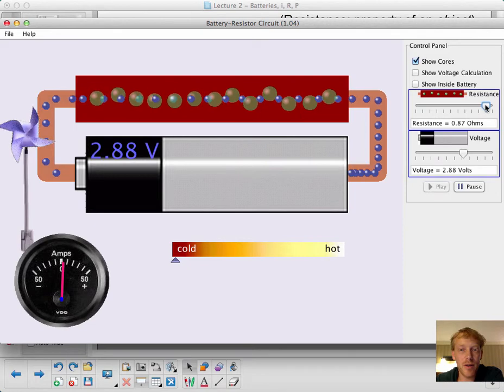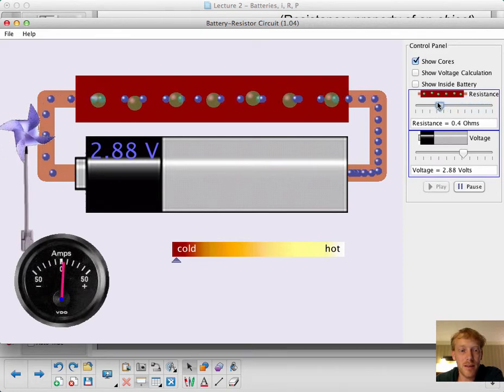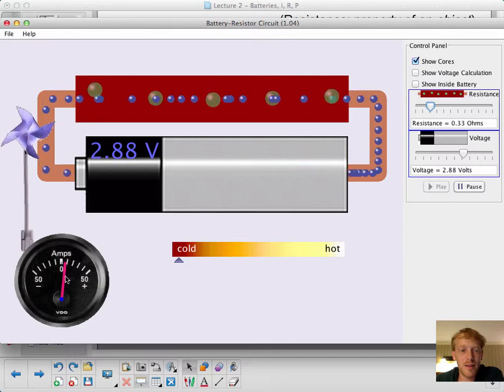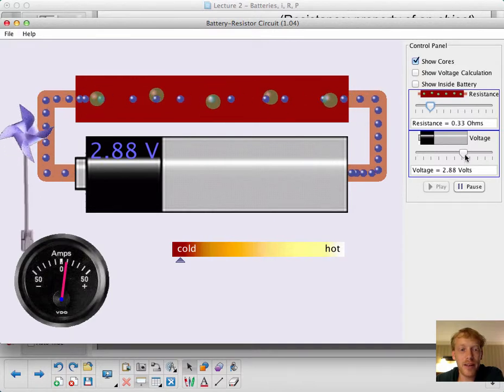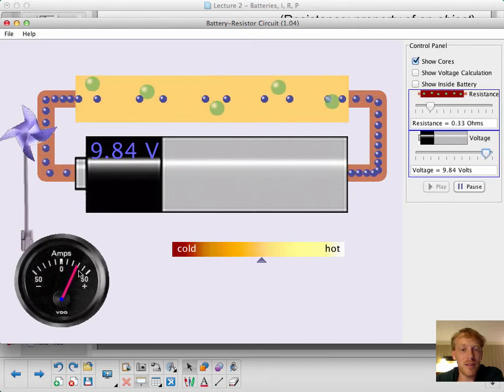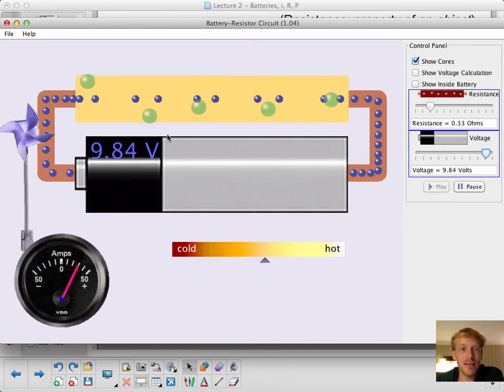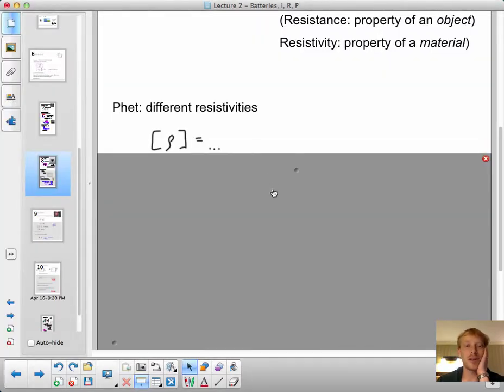Look at what happens to the current when I lower the resistance. See it going up and up and up. What's going to happen to the current when I increase the voltage of the battery? It increased the current. And we'll talk about this heat later too. All right, that was our PhET simulation on different resistivities.